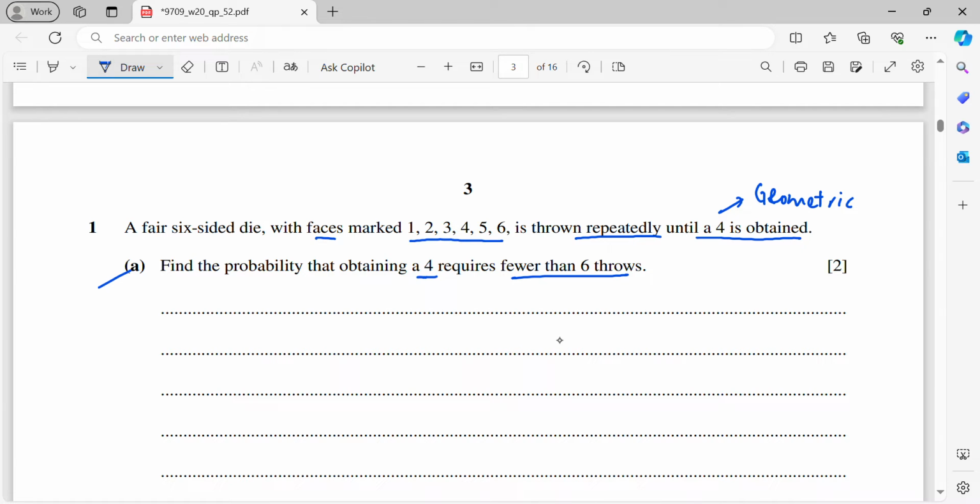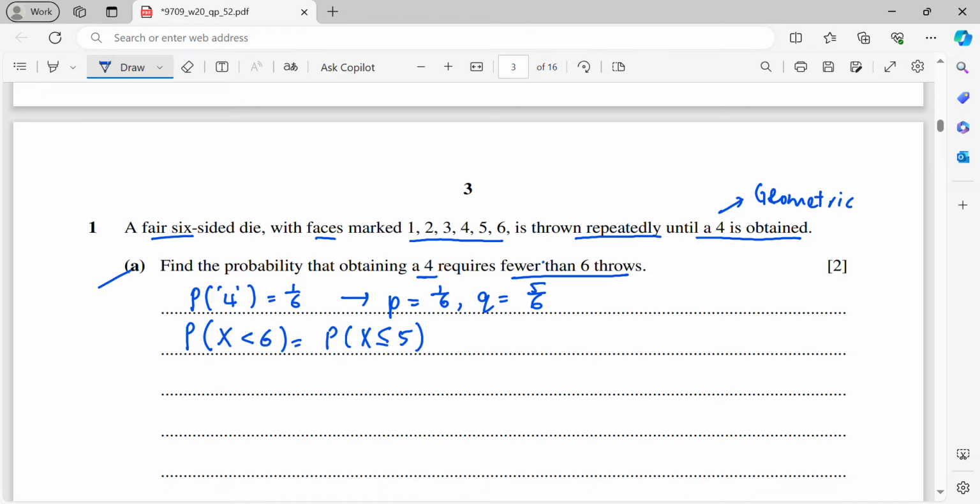So now the probability of getting a 4 is 1/6 because it's mentioned fair six-sided dice. So which means my p is 1/6, therefore the probability of failure q is 5/6. Now, you need to calculate the probability that less than 6 throws. So your x is the number of throws. Less than 6 means at most 5. Maximum 5. Now, to get this, I have a formula.